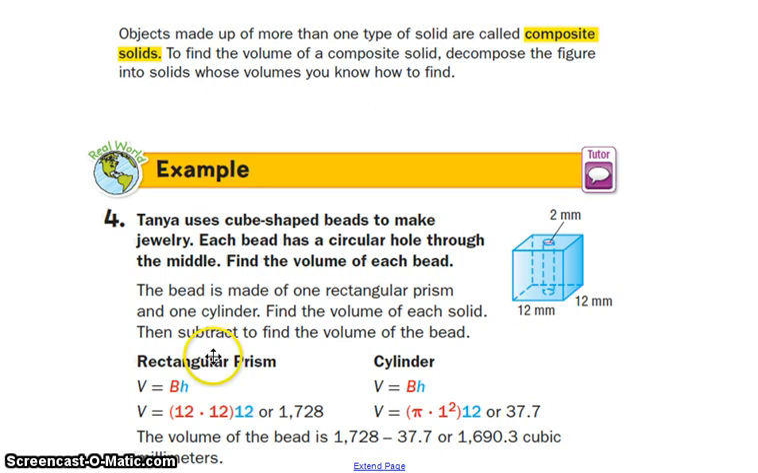So if you take a look, here is the volume of the rectangular prism. Okay, 12 times 12 times 12, or 1,728. The cylinder is pi times 1 squared, which is the radius, times 12, which is the height, or 37.7. So what we've got to do is take this volume and subtract the volume of the cylinder, and then you get a final answer of 1,690.3 cubic millimeters.